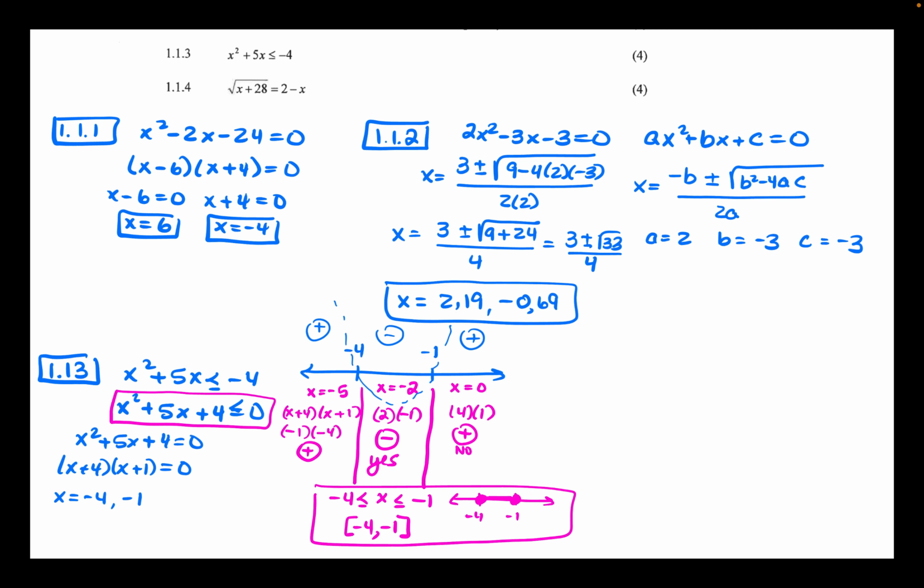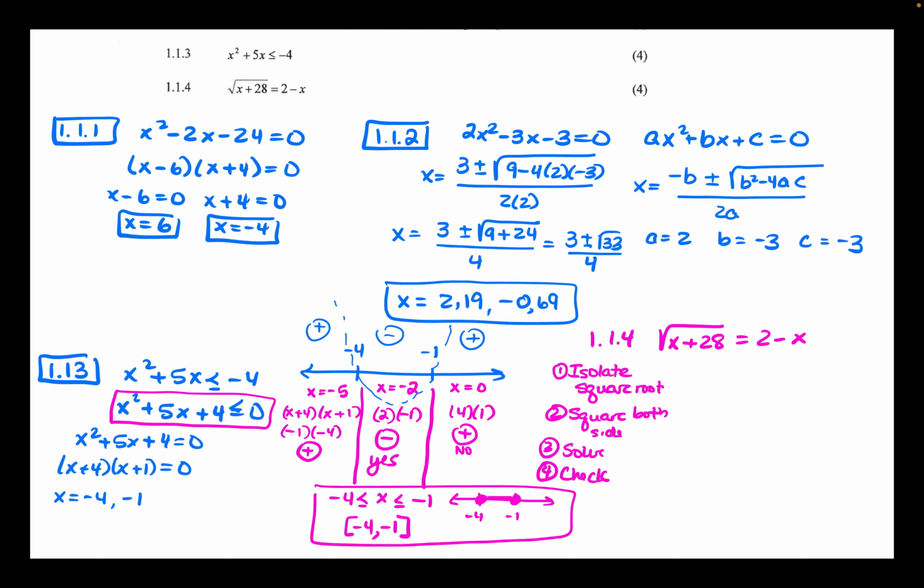Okay, and the last one from this part of the question, 1.1.4, is an equation involving a radical, a surd or a square root. And always the first step for these is to isolate the term with the square root, and then square both sides, and then solve, and then check. You must check your answers on these. It is not just for fun, because sometimes some of the answers don't work.